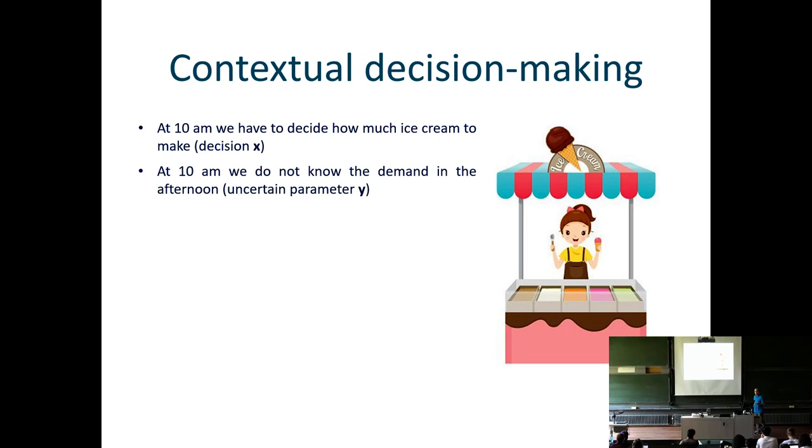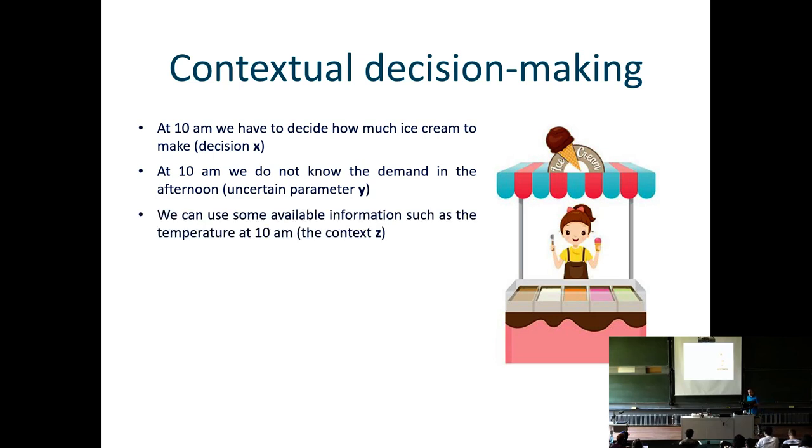But at 10 a.m., we don't know the demand pricing that we will have in the afternoon. This is our uncertain parameter we have to deal with. But what we know is the temperature at 10 a.m. This is what we call the context, or the feature variable.